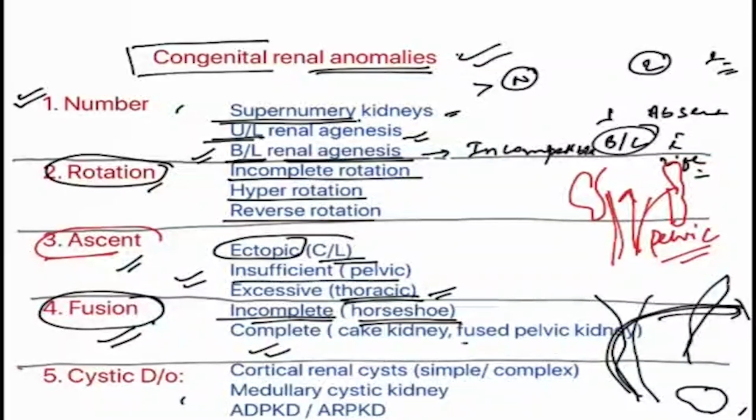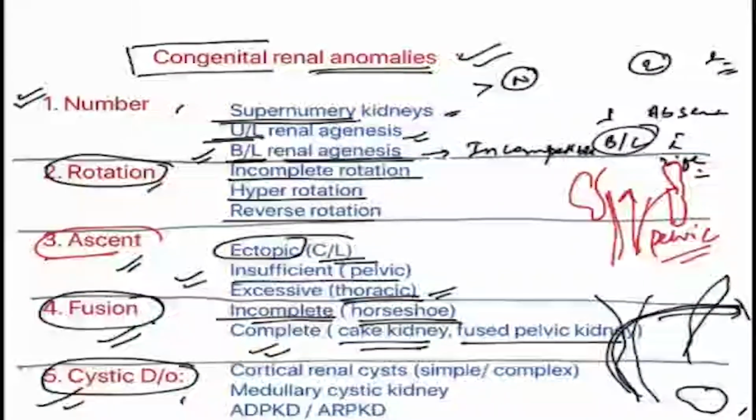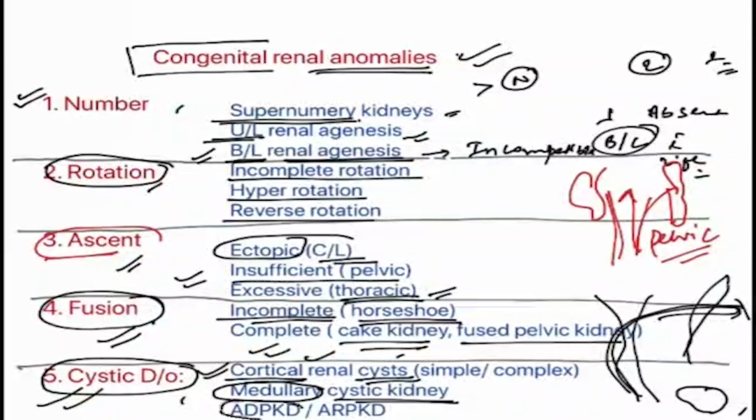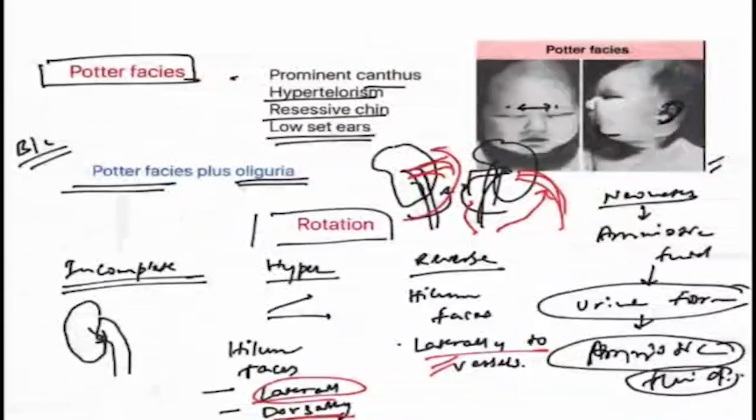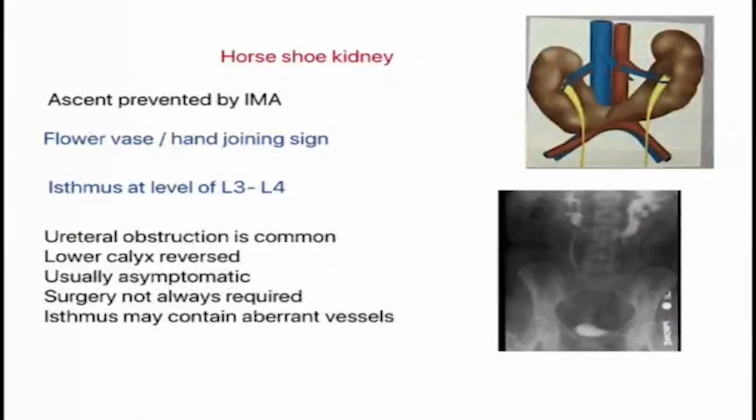When there is a defect of fusion, then incomplete fusion becomes horseshoe kidney, and complete fusion becomes fused pelvic kidney or cake kidney. And lastly, there are cystic disorders of kidneys in which cysts are present in either the cortex or the medulla, that is cortical renal cyst, medullary cystic kidney, and autosomal dominant polycystic kidney disease or autosomal recessive polycystic kidney disease.